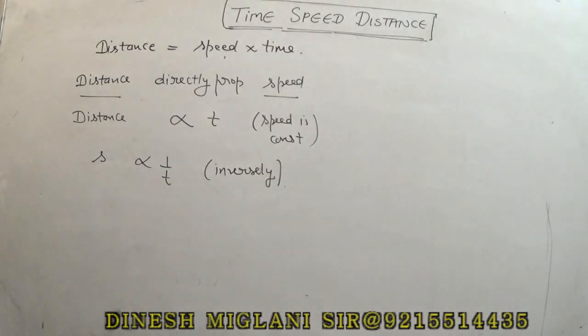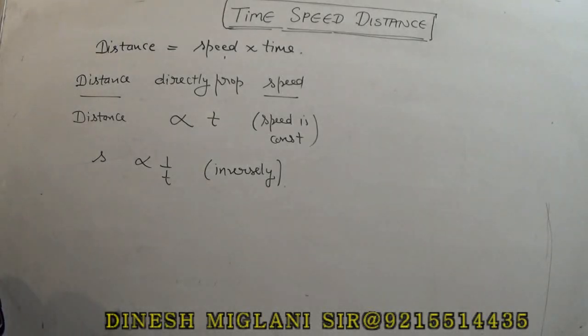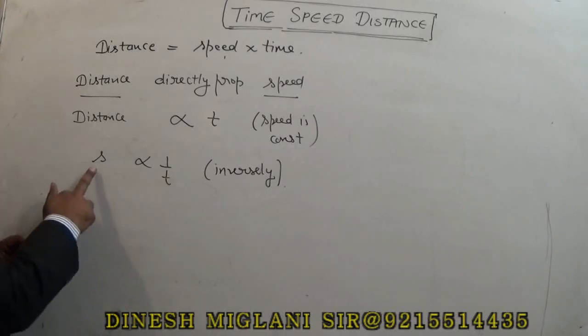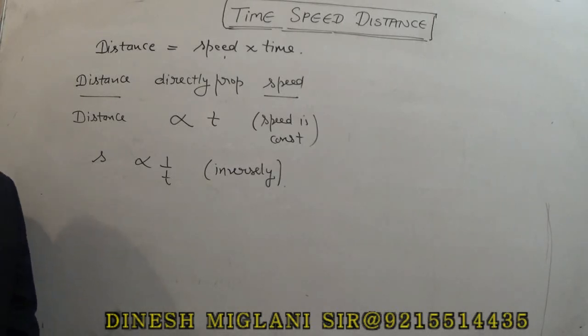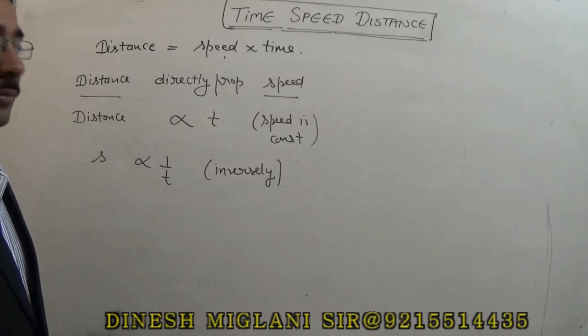What do you mean by this? In the same time, if your speed is more, it means the distance traveled by you will be more. If the distance traveled by you is same, so you can say when speed is more, your time taken will be less, right? So we can say speed and time, they are said to be inversely proportional.